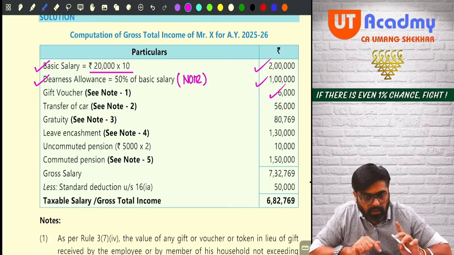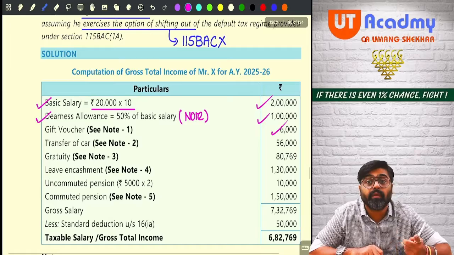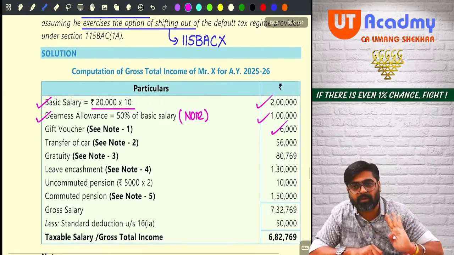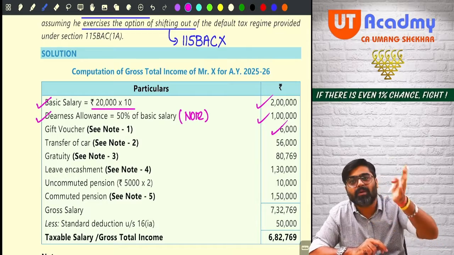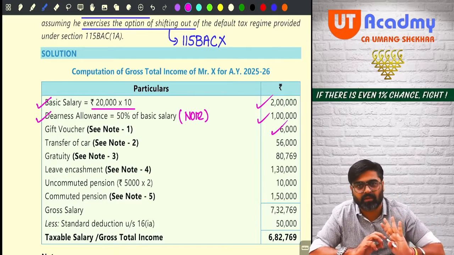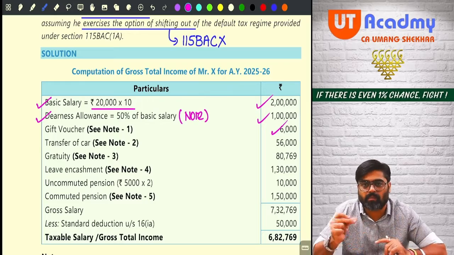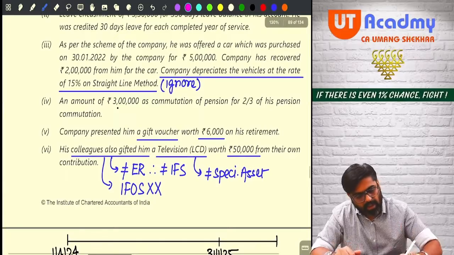Understanding? Now, second thing, he is getting a car also. The car is transferred to him on his retirement, but that is not a retirement benefit, that is a perquisite, given at the time of retirement. So what was the actual cost of the car? The actual cost of the car was 5 lakhs.